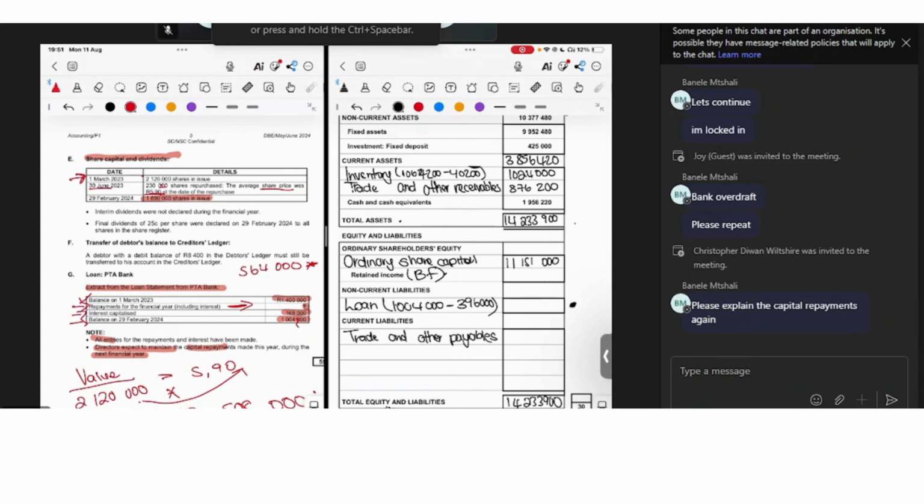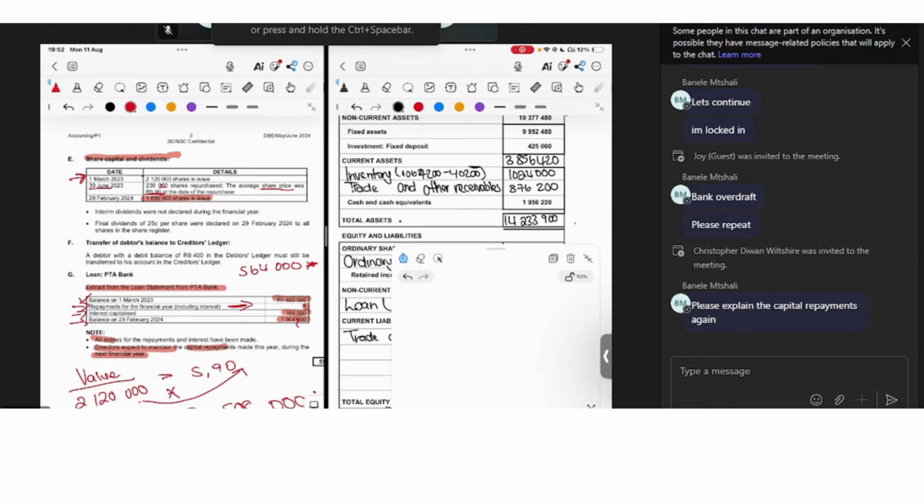Okay, explain capital repayments again. You have your loan. Let's say you go to the bank and you ask for a loan of 1,000. That is the capital amount or the principal amount. And then they're telling you that they'll be charging you 10%. So that's 100 Rand, 10% per year as the interest. So that's your interest. Now, if they talk about the capital repayment, let's say each year you pay 110.